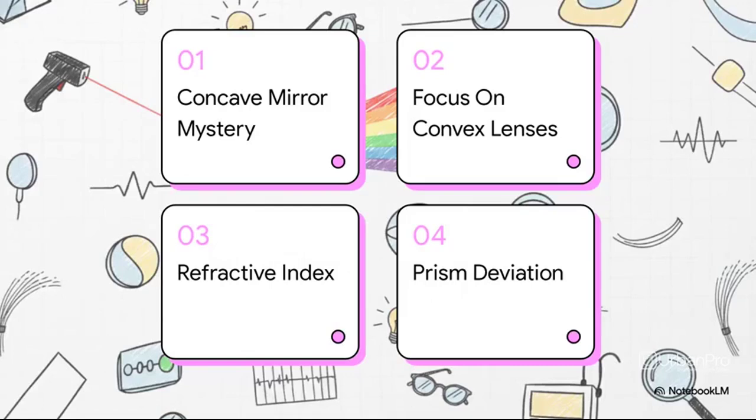So here's our game plan for the lab today. First up, the concave mirror mystery. Second, we'll focus on convex lenses. Third, we'll be measuring the refractive index. And finally, we'll wrap up with the prism deviation experiment.